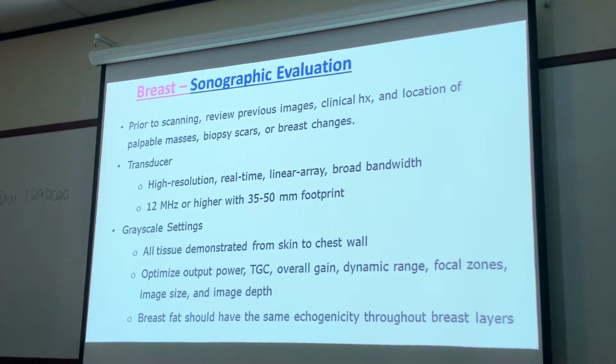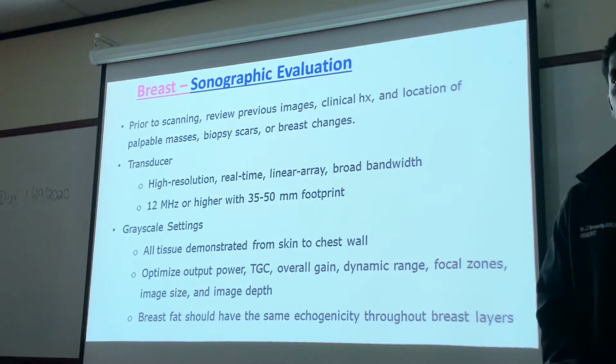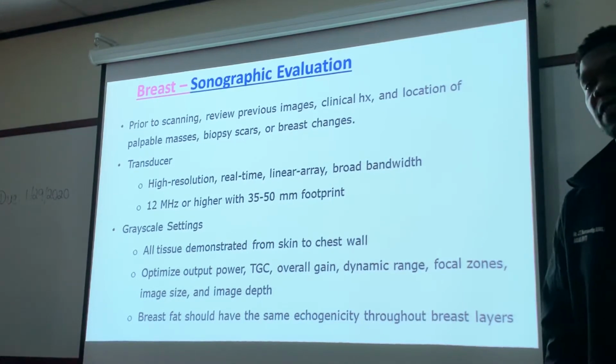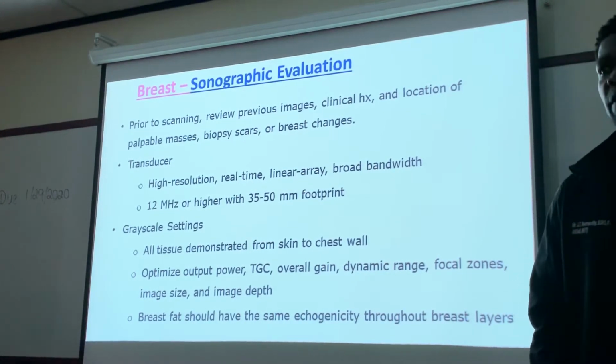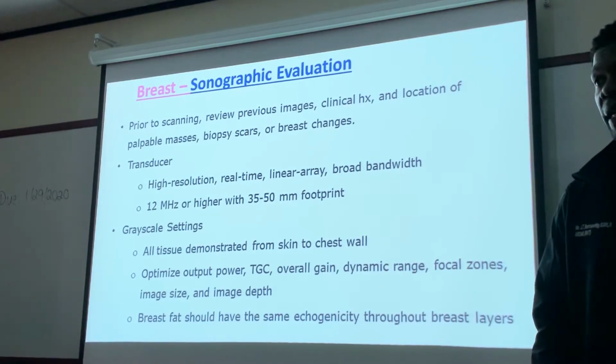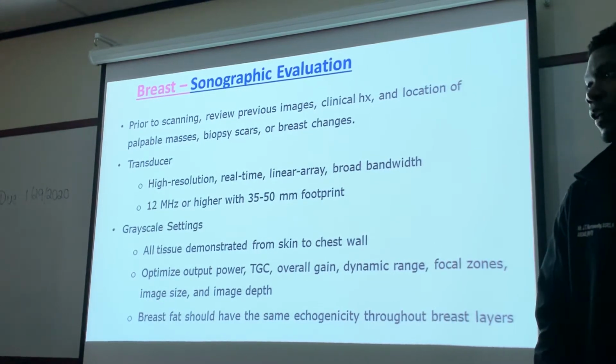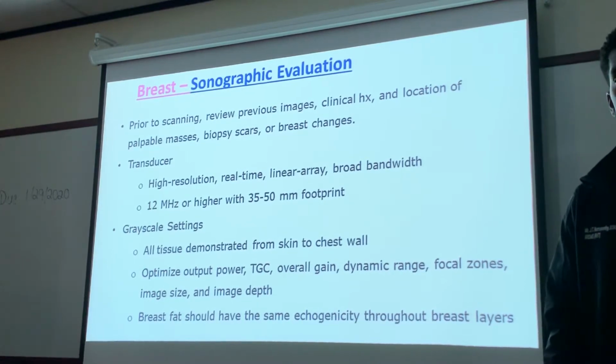Optimize your images. Breast fat should have the same echo. That's important. I should have highlighted that in blue. Breast fat should have the same echogenicity throughout the breast layers. Everything with breast ultrasound uses the breast fat as the comparison to everything else. It's good to have a medium gray tone on your breast fat, because that's what we use to compare all the other structures of the breast to. We know what the breast fat should look like, so if we find pathology, it's going to be compared to the breast fat.